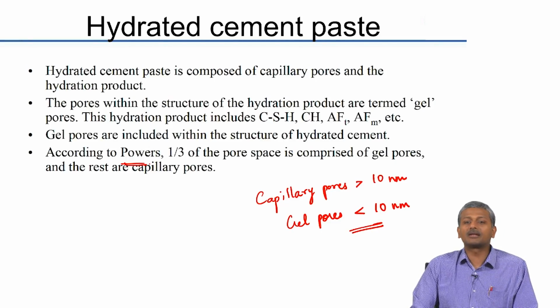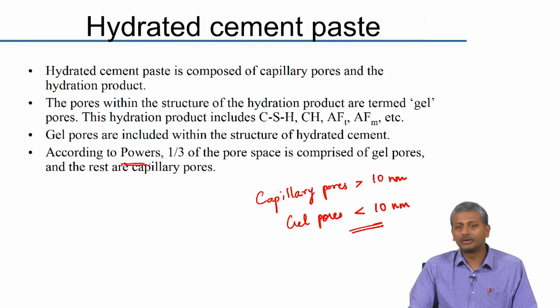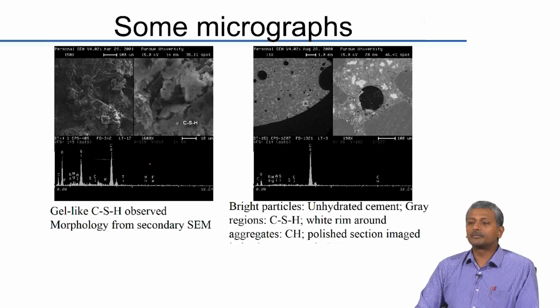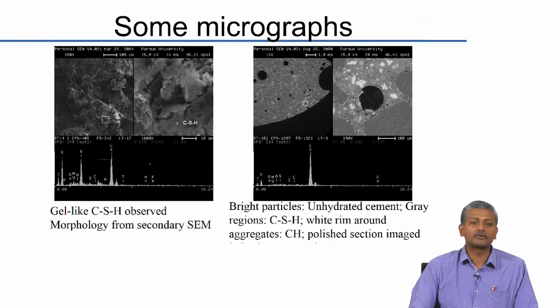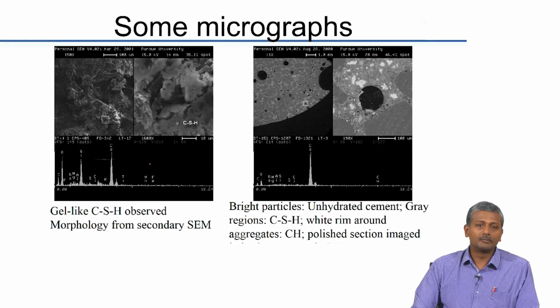So if water has to get absorbed or permeate through the concrete, it will go through the capillary porosity, not through the gel porosity. Some examples of cement paste microstructure are presented here through micrographs taken with scanning electron microscopes.